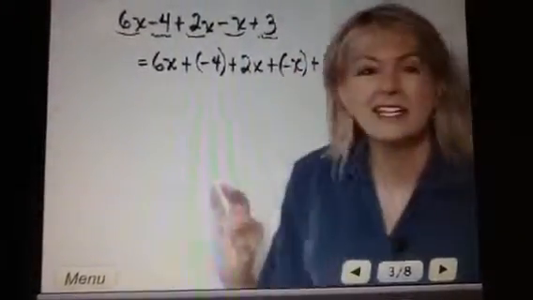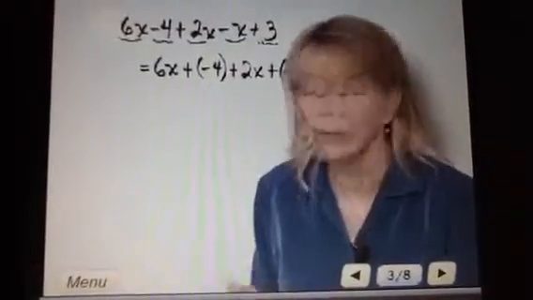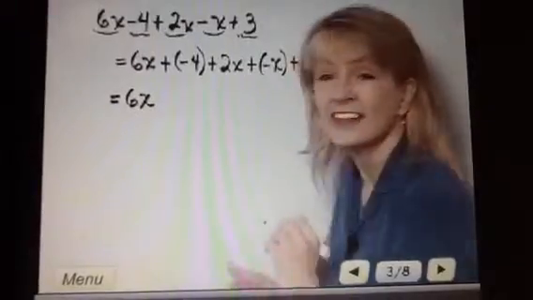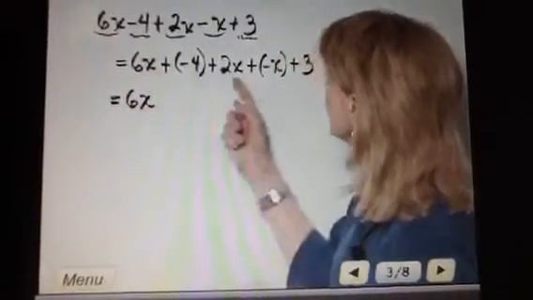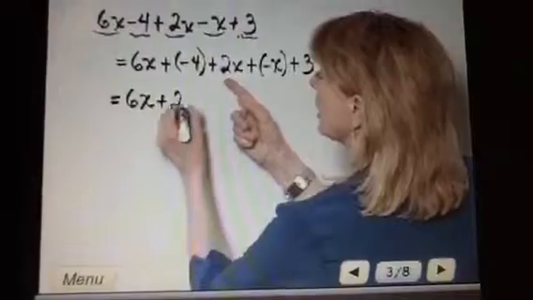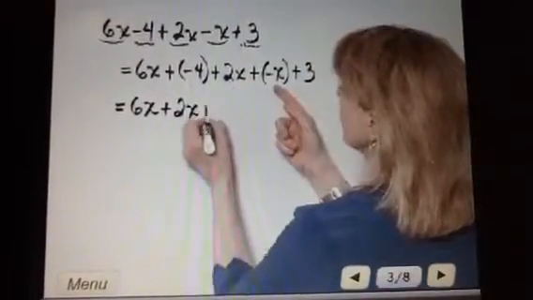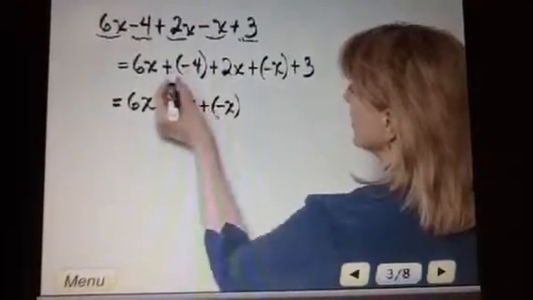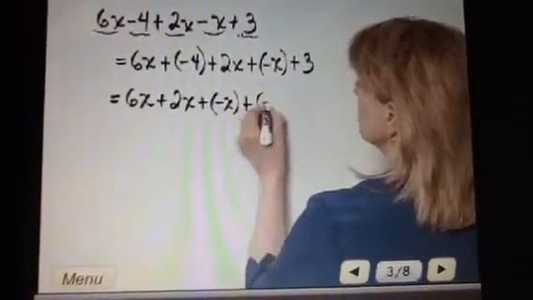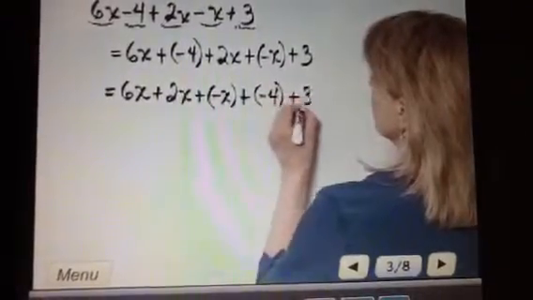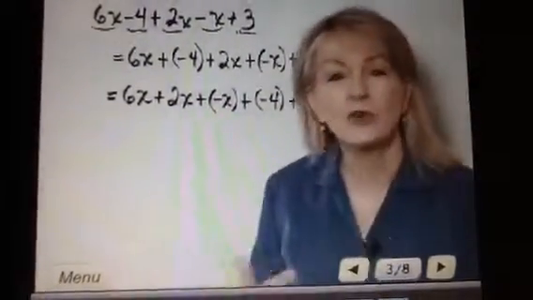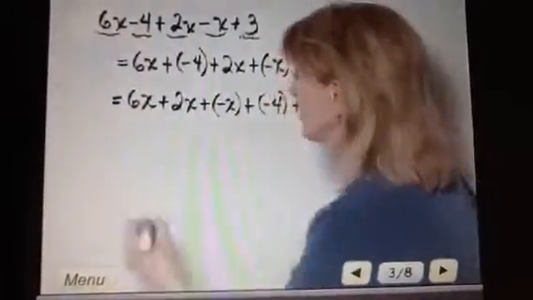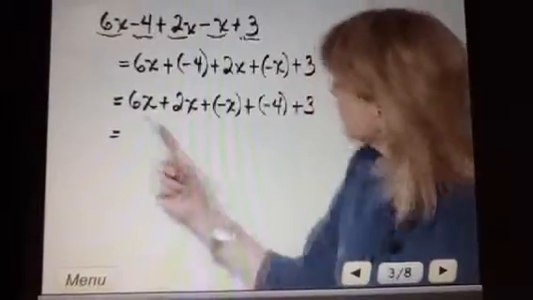And then it might make you more comfortable as I change the order of these terms, having written this as addition. So I'll write 6x, and next to that, I'll write the like term 2x, and then next to that, I'll write the like term negative x, and then just don't lose any terms here. There I go. I've changed the order, but we can do that when adding. That's the commutative property of addition. So now let's see what we have.